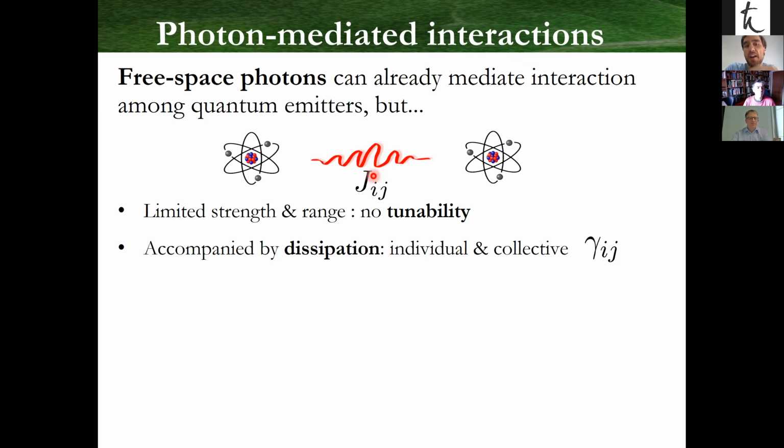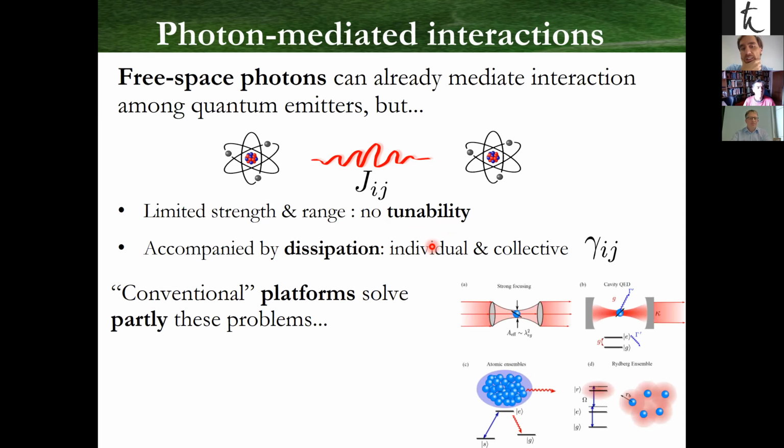Also, typically, they are accompanied by some non-unitary dynamics induced by dissipation. Eventually, this photon can be lost somewhere else, and this can give rise to both individual and collective dissipative terms. So typically, it's very difficult to exploit these free space photon-mediated interactions. There are, of course, certain ways that people have been thinking about going beyond these limitations, either by building cavities or through tight focusing, or also exciting atoms into a highly excited state using Rydberg atoms. But I would say that there is still room for improving the tunability, especially of this free space photon-mediated interaction.